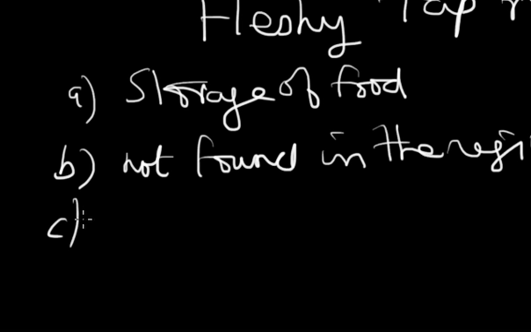Another important point is that such fleshy roots may have secondary roots coming out, and such secondary roots are usually very thin, and they look like threads.